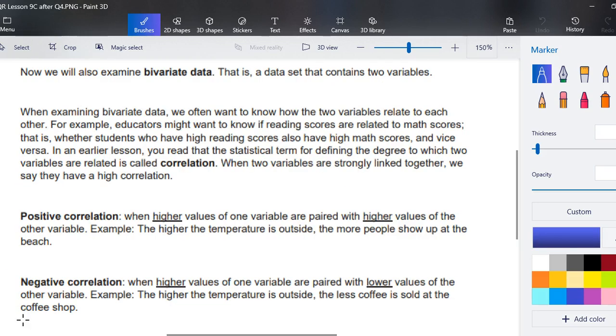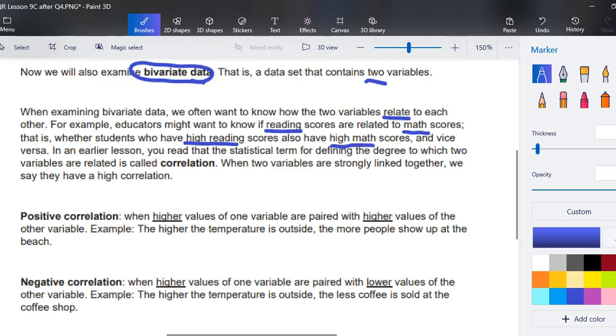So that was just looking at univariate data. We're going to move on and talk about bivariate, in other words, two variables. When examining bivariate, we often want to know how the two variables relate to each other. For example, educators may want to know if reading scores are related to math scores. That is, whether students who have high reading scores also have high math scores and vice versa.